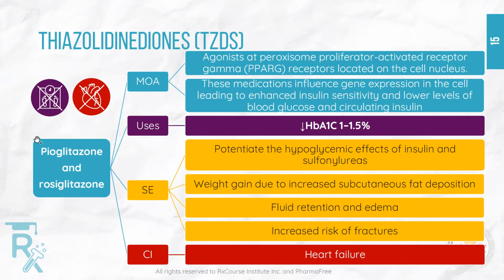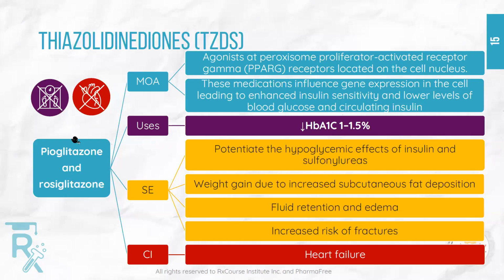The impact of this family on HbA1c is high, like metformin and sulfonylureas, up to 1.5%, which is good. However, this family is associated with many side effects that we have to keep an eye on. The first side effect is that it might cause weight gain because it increases subcutaneous fat deposition and it also causes fluid retention. So these two reasons contribute to the excess weight in patients receiving glitazone.